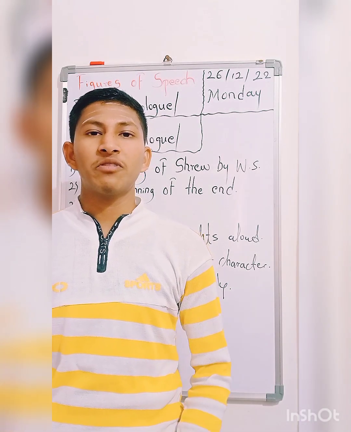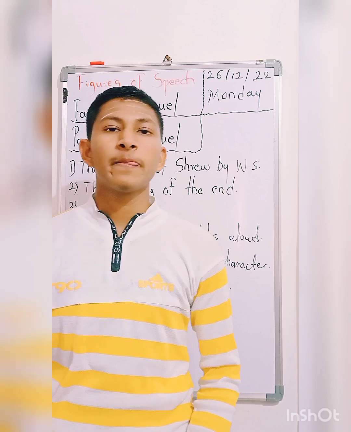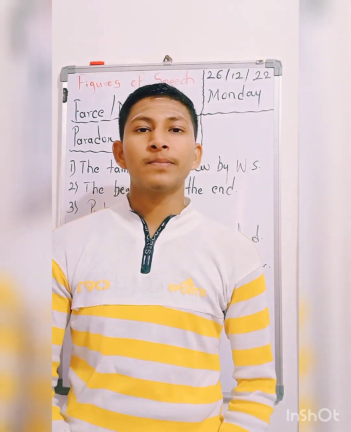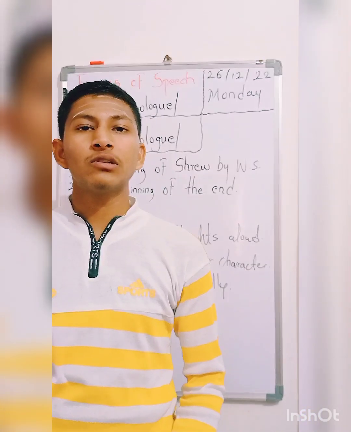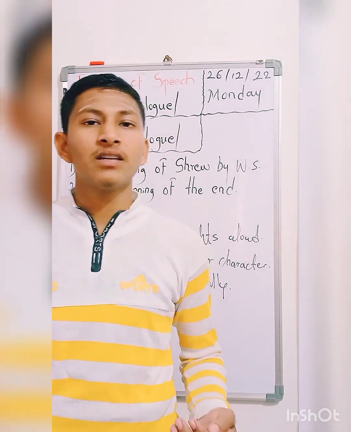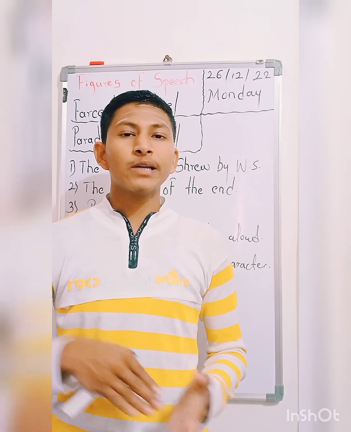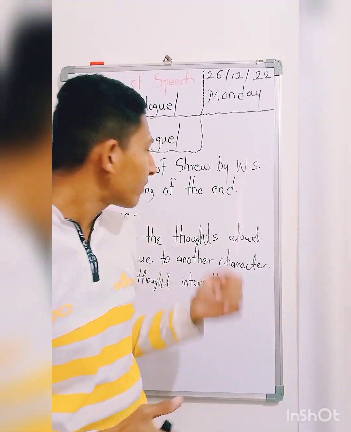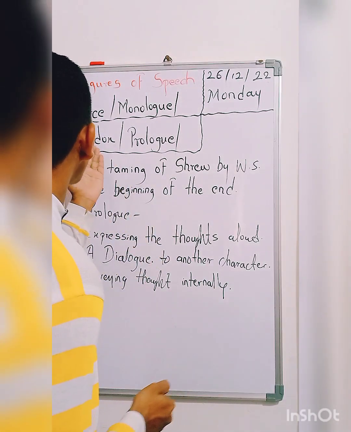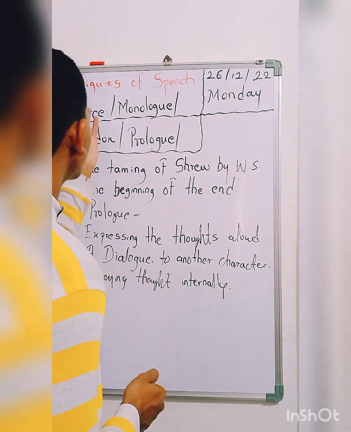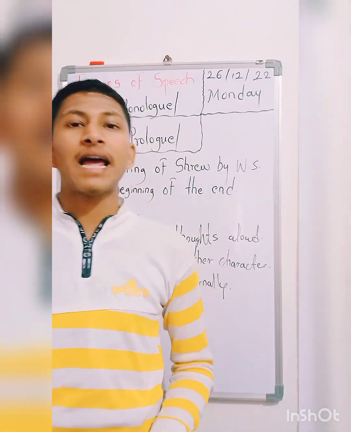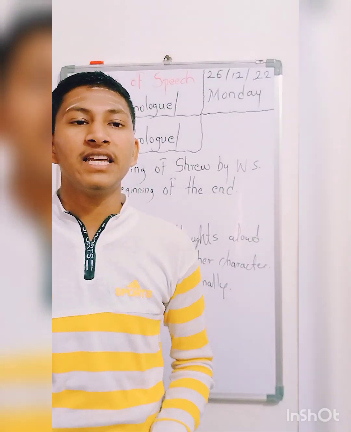Today in this video, we are going to discuss a topic called figures of speech in the English language. They are also mixed with literary devices. These figures of speech are also mingled with literary devices. Here I have displayed prologue, paradox, farce, and monologue. These are the literary devices and the figures of speech in the English language.